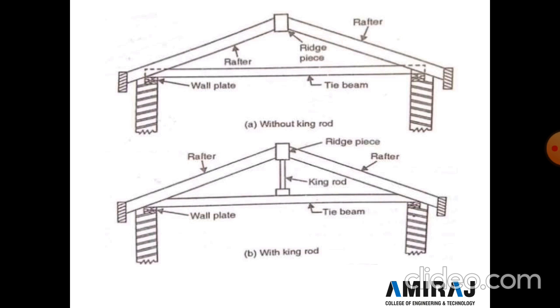So here two figures are given, the first without a king rod, and the second with a king rod. Here one intermediate support called a king rod is provided. In figure A, without a king rod, only a simple roof is constructed, and in figure 2 the intermediate support, the king rod, is fixed.